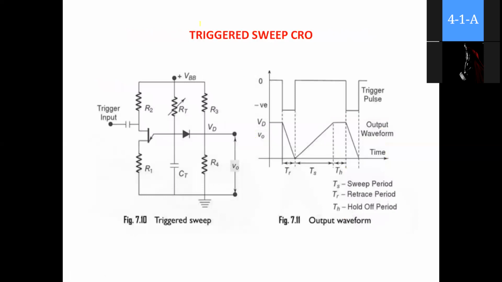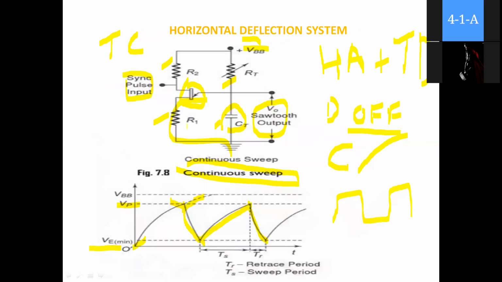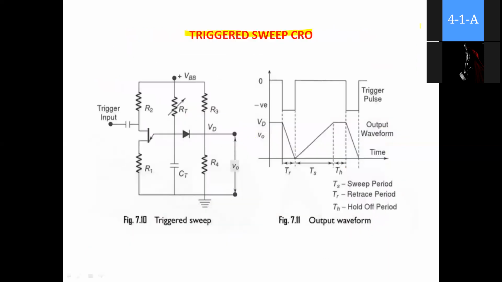Next, triggered sweep CRO. Previously I told you about the continuous sweep CRO. Now it is the triggered sweep CRO. What is the difference between a continuous sweep CRO and a triggered sweep CRO? In which applications will we use this triggered sweep CRO?